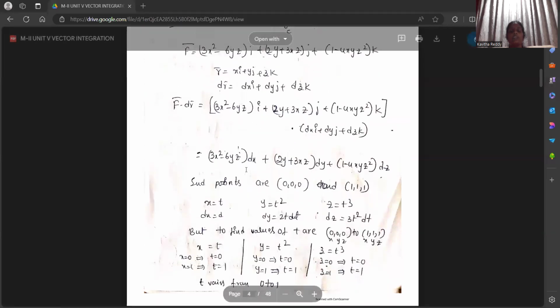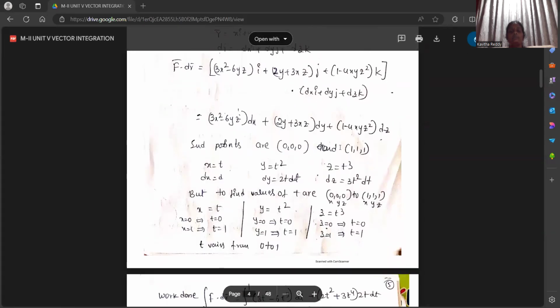Using that, we first get (3x² minus 6yz) dx plus (2y plus 3xz) dy plus (1 minus 4xyz²) dz. The endpoints are given as (0, 0, 0) to (1, 1, 1). Here x, y and z are given in terms of t.